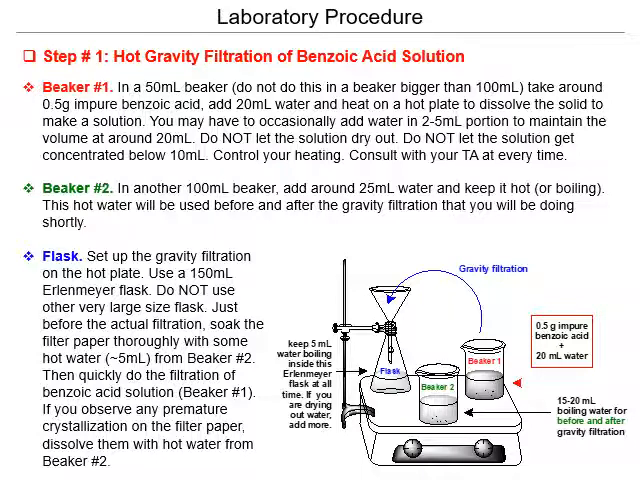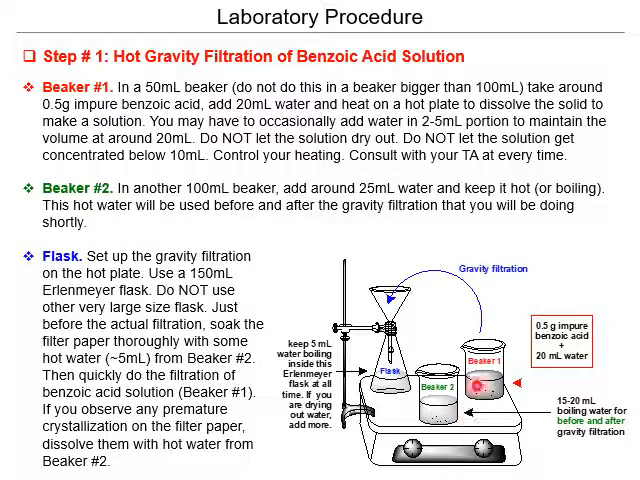So, about your laboratory procedure. At first you need to prepare a beaker and add 0.5 gram of impure benzoic acid and 2 milliliters of water in it, and on a hot plate you need to let it be heated. Occasionally you need to add a few milliliters of water to keep the volume of your solution around 20 milliliters. So you need to control your heating.